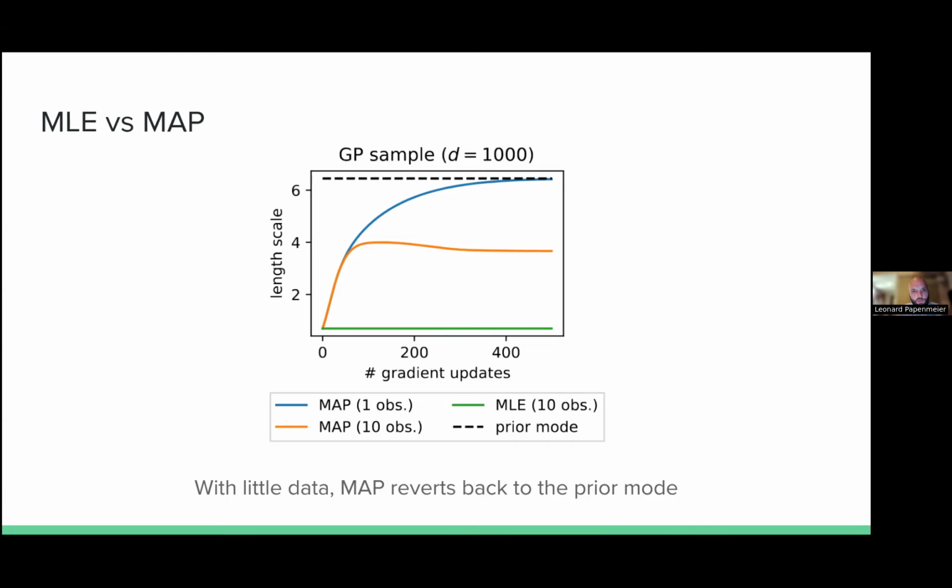When you have more observations, it converges to some value in between the prior mode and the true length scale, which is at 0.5 down here. We also see that MLE doesn't really do anything at all, and we will see in a bit why that is.